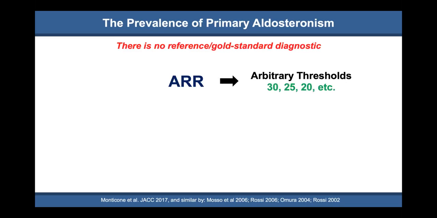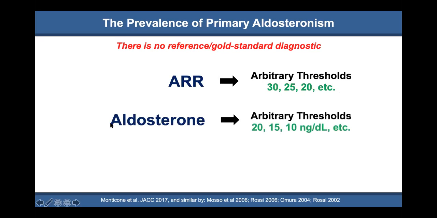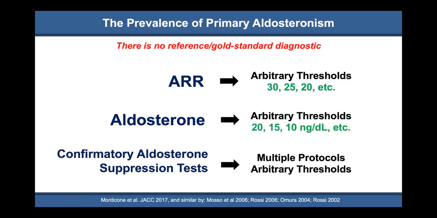For example, one might use the aldosterone to renin ratio, but once you use it, you have to apply an arbitrary diagnostic threshold, 30, 25, 20, etc. You might want to be convinced that there's hyperaldosteronism, and therefore you look at the aldosterone level, but then you have to apply some sort of arbitrary threshold to determine if it's high or low, 20, 15, 10 nanograms per deciliter, etc. Beyond screening tests, you might use a dynamic confirmatory test, an aldosterone suppression test. However, there are multiple different aldosterone suppression tests used throughout the world, and each has its arbitrary thresholds of positivity or negativity.